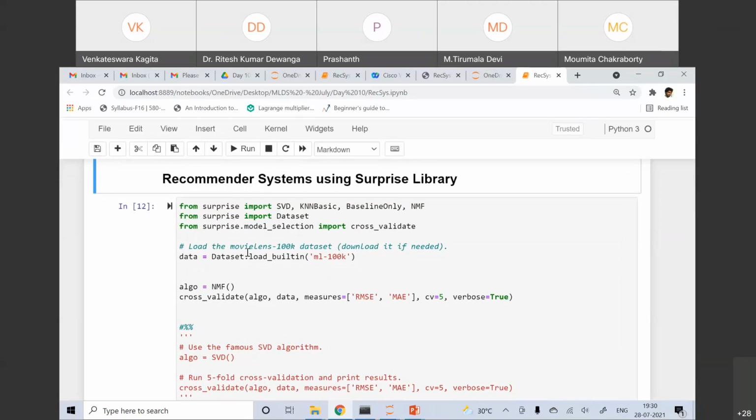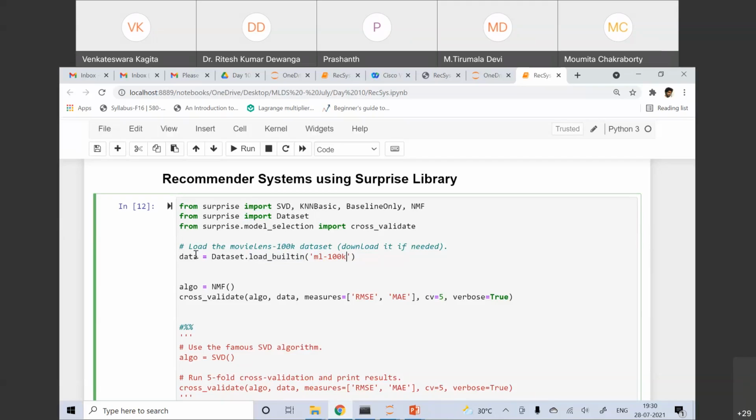So I have also imported the data set from the surprise library. It has some standard data sets. As I've told you, movie lens is one of the standard benchmark data sets. In movie lens itself, there are many data sets: movie lens 100K, movie lens 1 million, movie lens 10 million, movie lens 20 million, movie lens latest, movie lens 30 million. Out of that, I've loaded the movie lens 100K data set, which was the very first data set from movie lens.